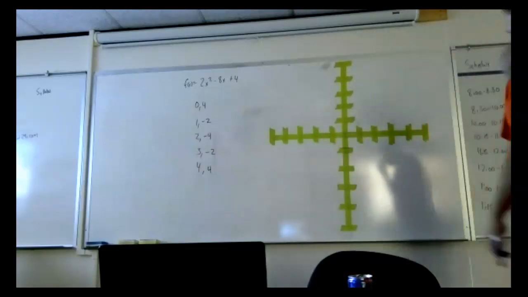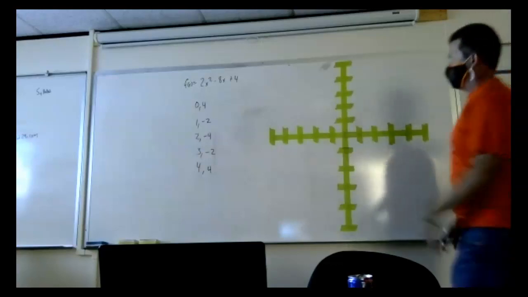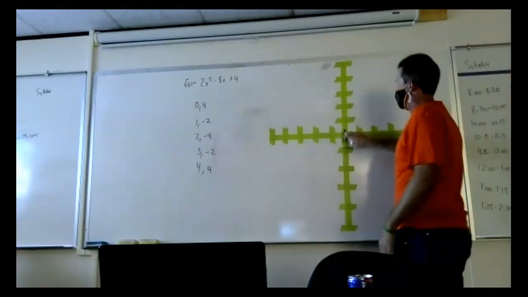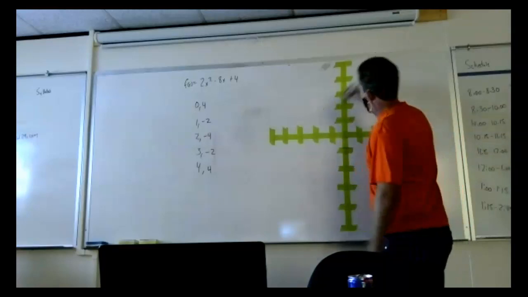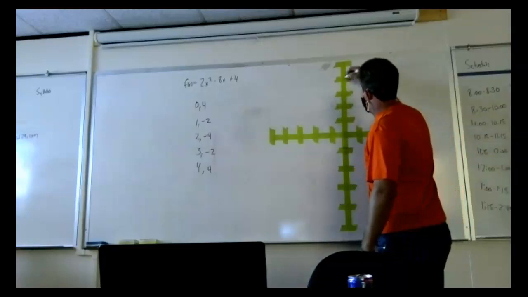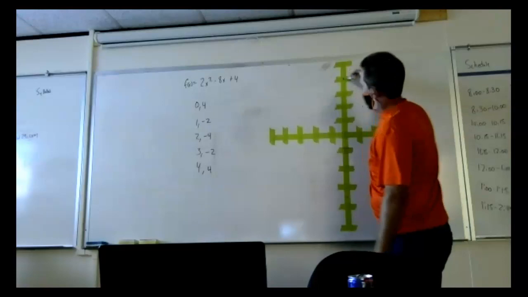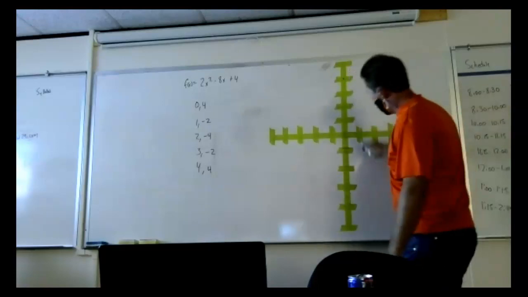If I wanted to plot these, I could do it very simply. I would take my y-intercept first. It's going to be on the y-axis. Count 1, 2, 3, 4 up. So I have a point there. At 1, I have negative 2.